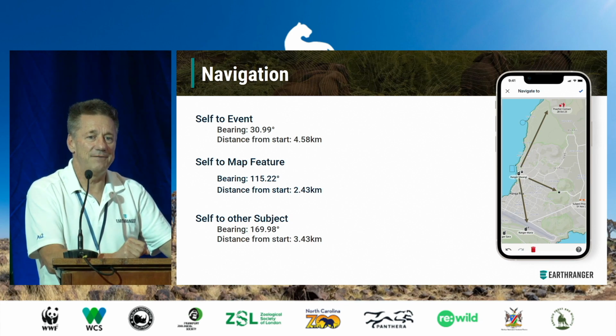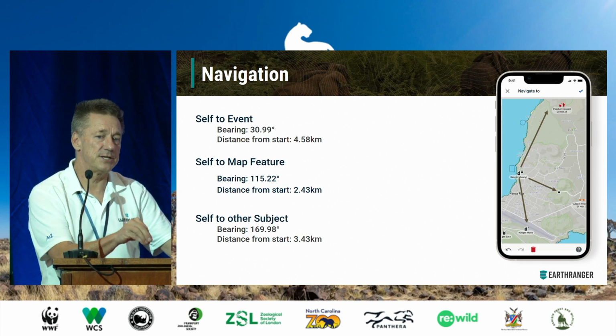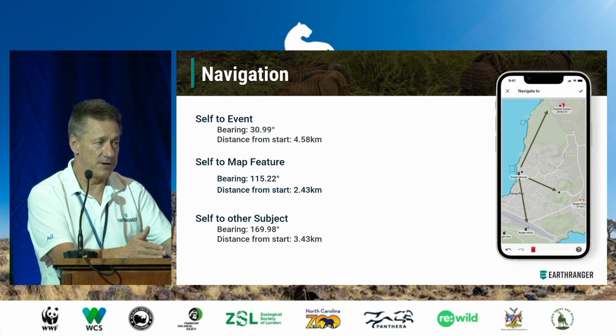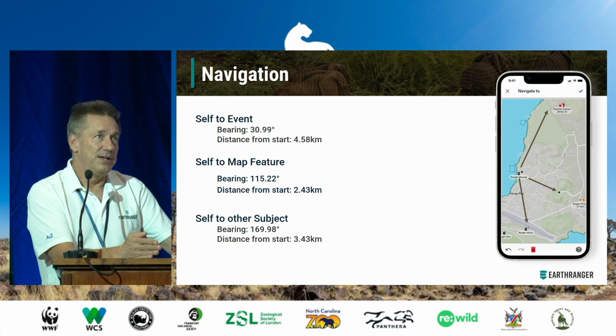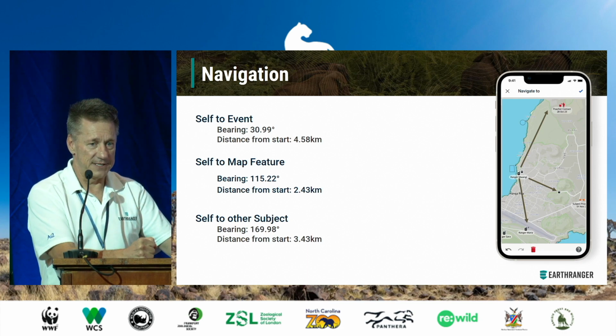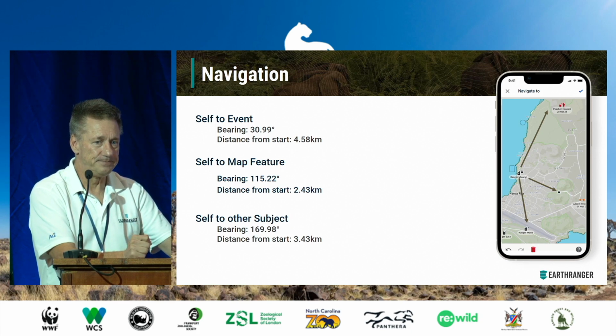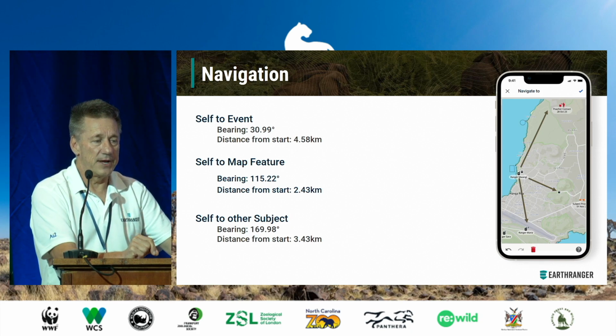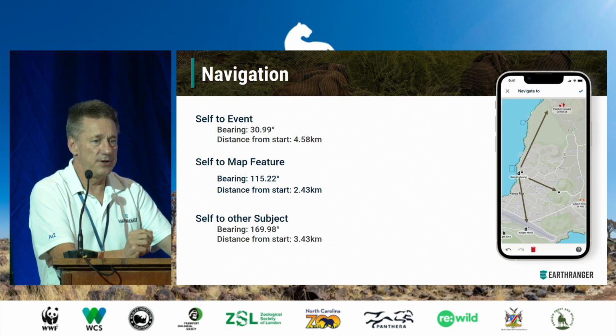Again, caveat, if you have connectivity in the field. If you don't have connectivity in the field, once you did have connectivity, it would download the event types as of when you last had connectivity, the last known point. But you can then navigate to that point. It'll give you a bearing and distance so that you can then move off to that position.